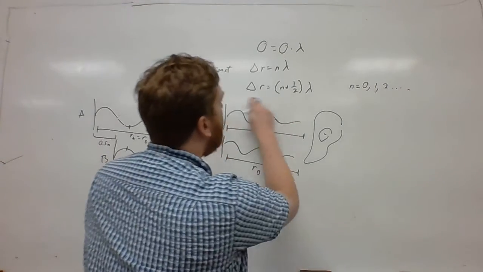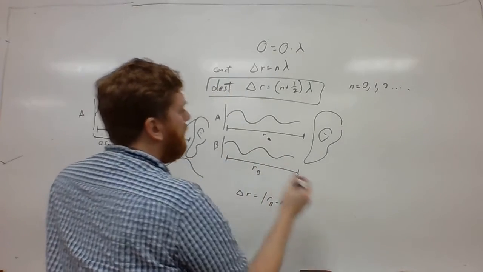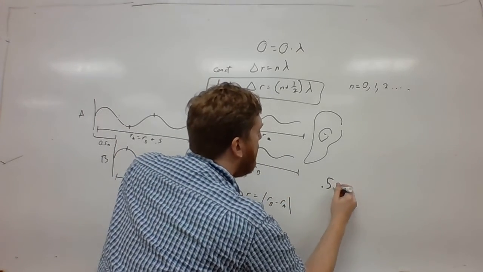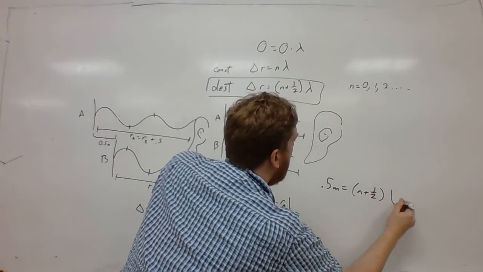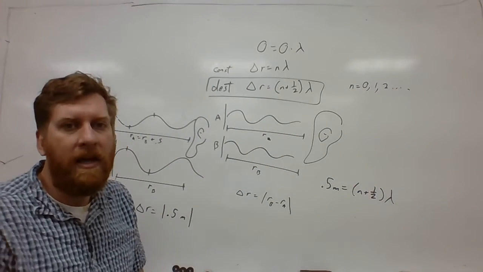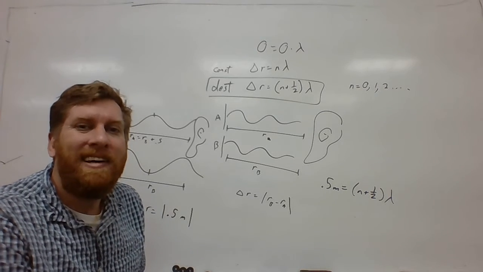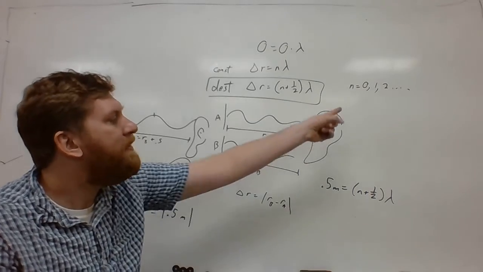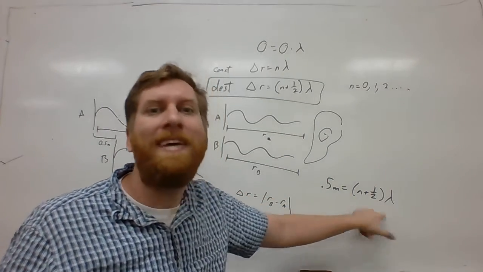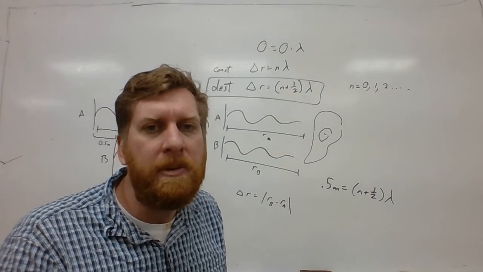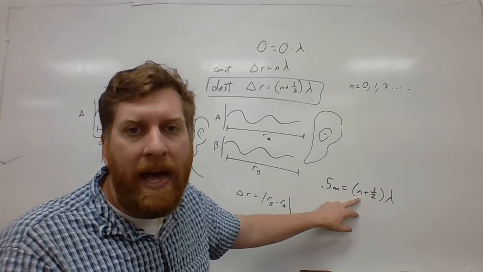And so our equation, when we plug it into our destructive one, is 0.5 meters equals n plus 1/2 times lambda, our wavelength. It is kind of a tricky question, but not really. The tricky part now is, what value of n do I need? Because once I plug in n, I can solve for the wavelength. Once I know the wavelength, I can solve for the frequency. The answer is you can plug in any value of n.